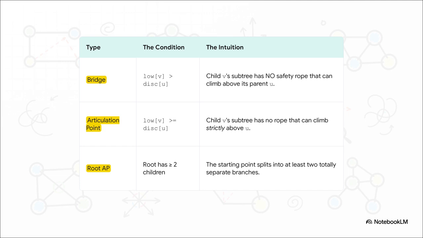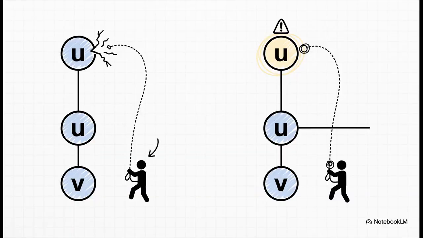For the parent to be an articulation point, the child just needs to be unable to climb strictly above its parent. It might be able to get back to the parent, but no higher. And then there's a special case. If the root of our search has two or more children, boom, it's automatically an articulation point. I'm going to say it again because this is so important. This tiny difference between greater than for bridges and greater than or equal to for articulation points, that's the whole ballgame. It's a classic interview question, but that climbing-above analogy should really help it stick.